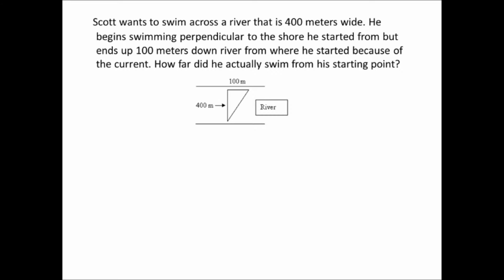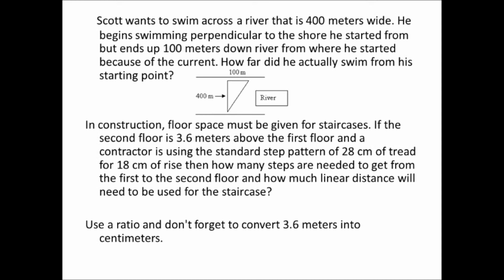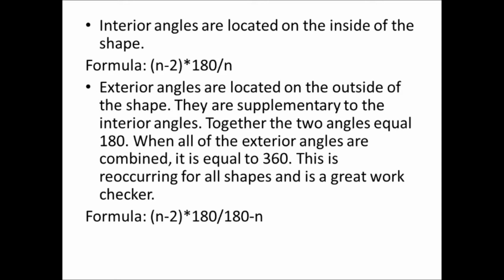Interior angles are located on the inside of the shape. The formula for this is n minus 2 times 180 divided by n. Exterior angles are located on the outside of the shape. They are supplementary to the interior angles. Together, the two angles equal 180.